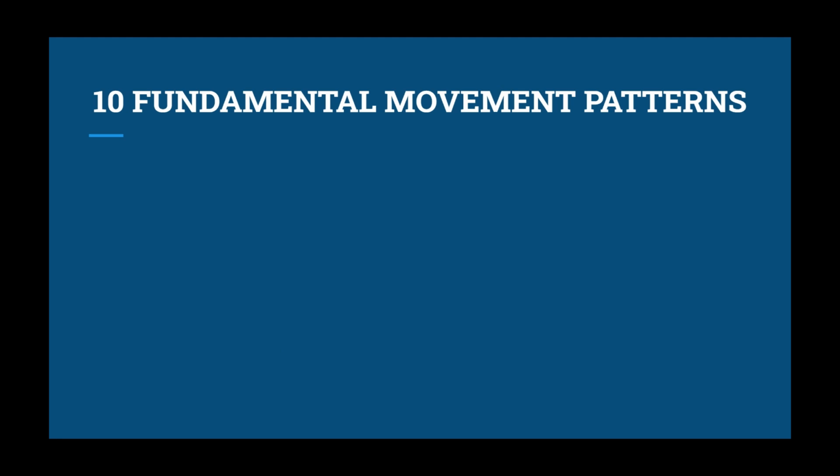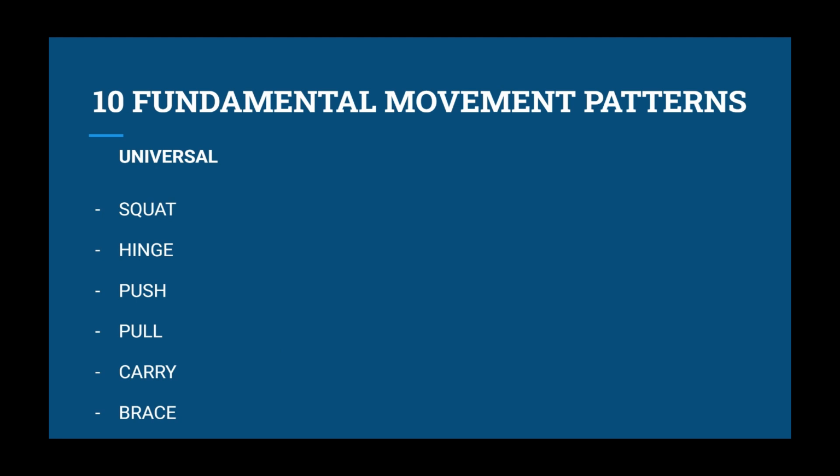So there are 10 fundamental movement patterns that I typically recognize. We have universal patterns of squat, hinge, push, pull, carry, and brace. And then we have specialized movement patterns of throw, crawl, sprint, and jump. Universal patterns are those that every single person, no matter what, should be able to master. Specialized patterns are typically patterns I would focus on more with athletes or populations that require these movements. However, the key component here is all of these movement patterns should be trained within your respective population.